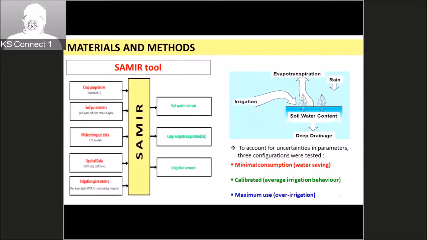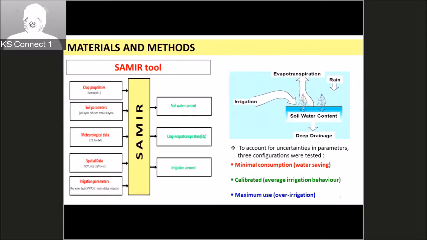So what we do in modeling with SAMIR, for our input, we need crop properties, soil parameters, meteorological data like rainfall, NDVI for sure, and then irrigation parameters, which are water depth and frequency of irrigation, and this depends on the irrigation methods. Now I want to say that the trees and the vegetables are irrigated by drip, and the field crops are irrigated by sprinkler. And to have a range, we played with these parameters to have three scenarios, which are minimal, calibrated, and maximum use.